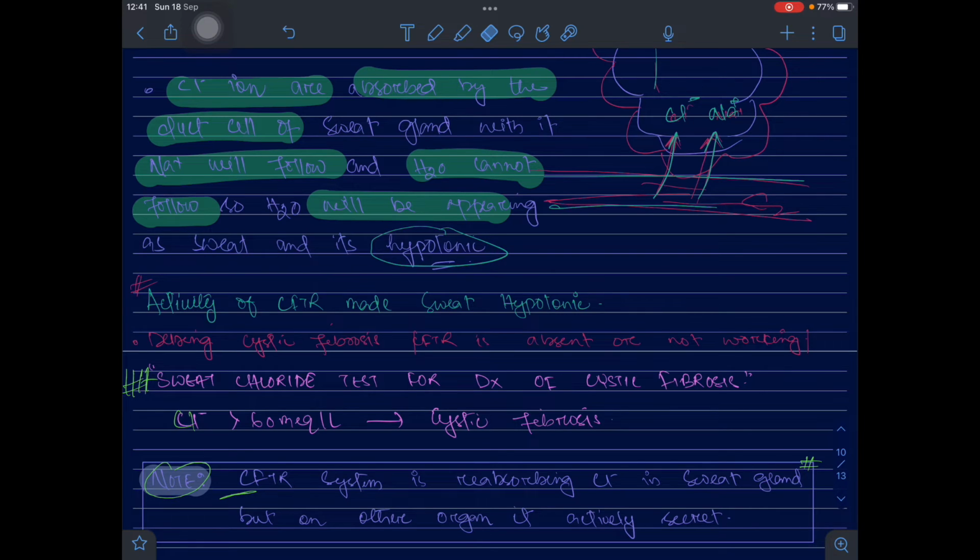So in note form, what we should keep in mind is that the CFTR system is reabsorbing chloride in the sweat gland. In the sweat gland it reabsorbs chloride, but in other organs it actively secretes, which means it gives out the chloride. In the sweat gland it will be reabsorbing, it will absorb.